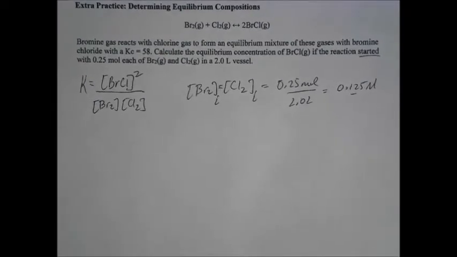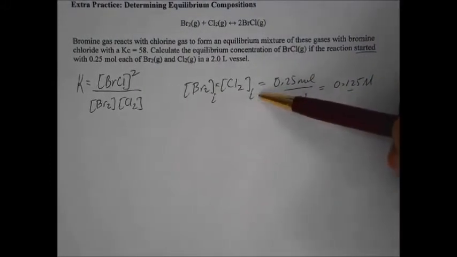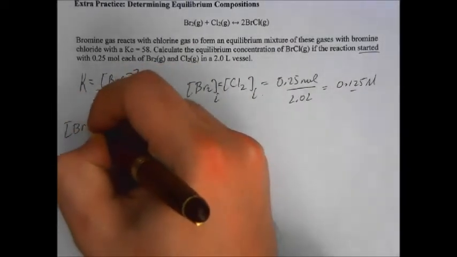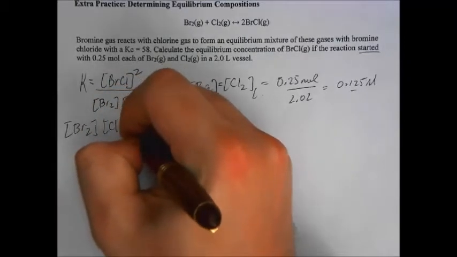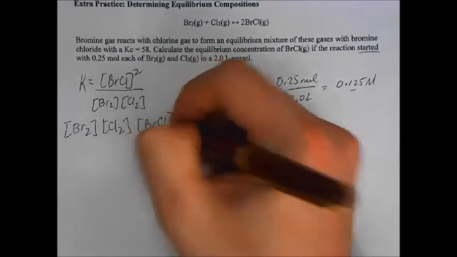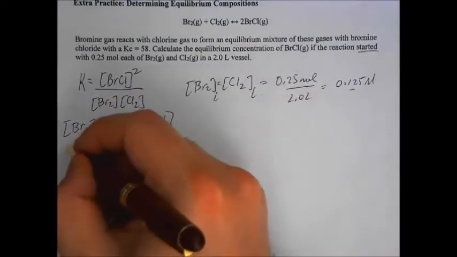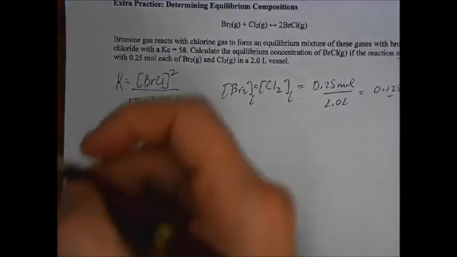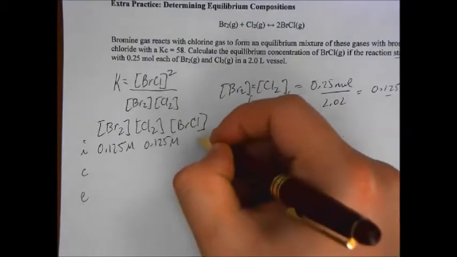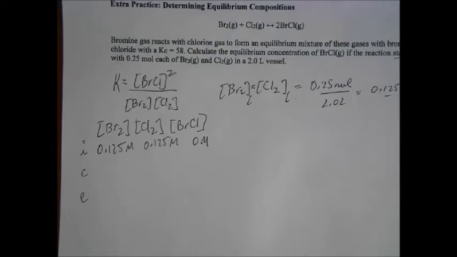Now, the next step is going to be to set up the ice table. The ice table is important because it's going to allow us to go from the initial concentrations to the concentrations at equilibrium. So to set up the ice table, we write our reagents, bromine, chlorine, and bromine chloride on top, and then we write our I, C, and E. And we're going to put our initial concentrations of 0.125 molar, 0.125 molar, and 0 molar. We write 0 molar because the reaction starts out with no bromine chloride.